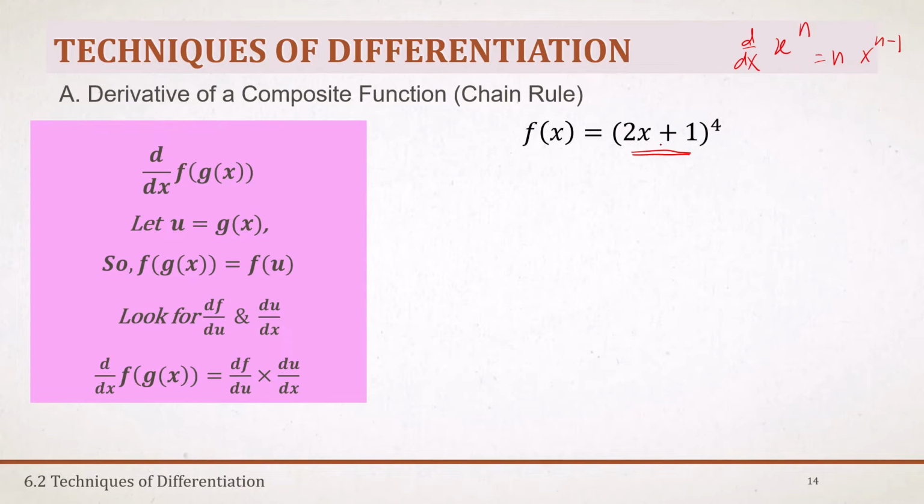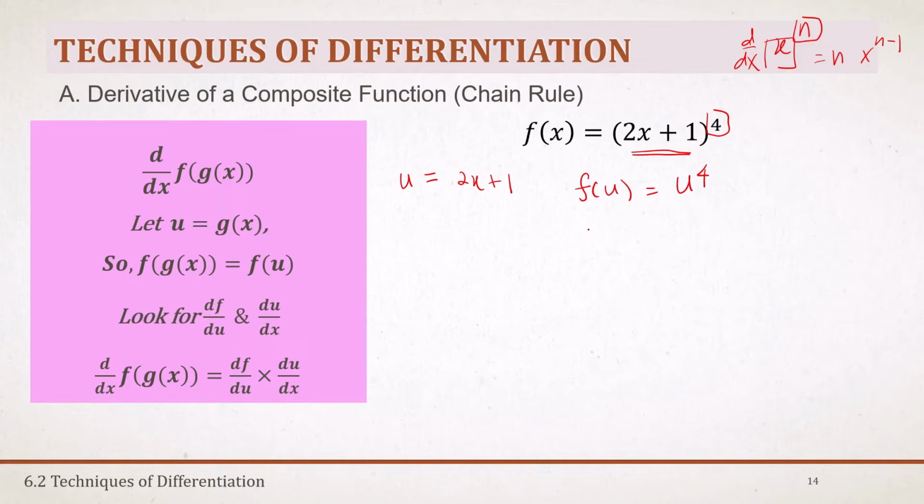So what we can do according to this chain rule is I let u equal to 2x plus 1. You remember this one is the power, so we try to rewrite 2x plus 1 to look like x to the power of n. So now u equals 2x plus 1, so my f(x) becomes f(u), and this becomes u to the power of 4.